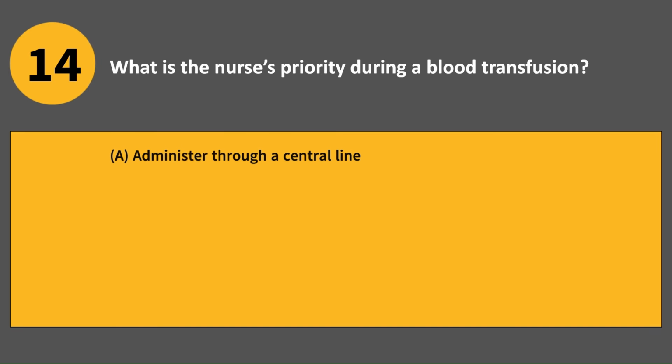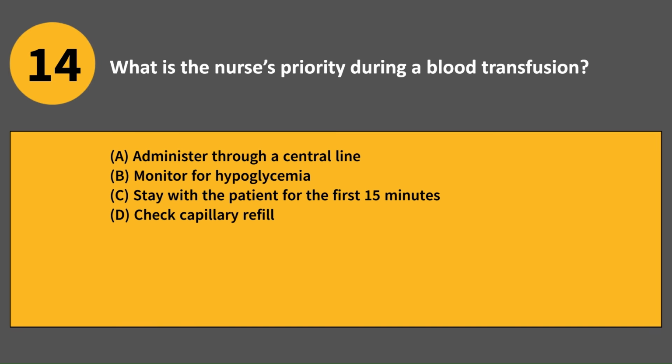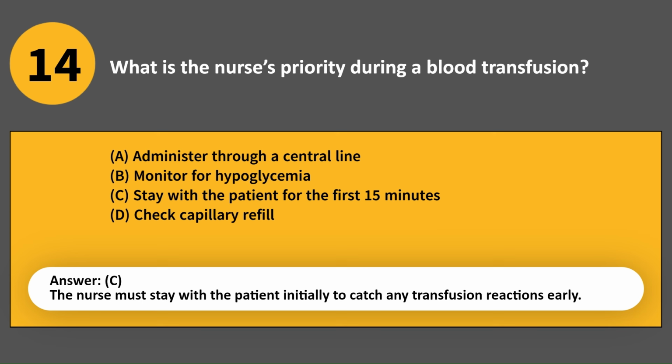What is the nurse's priority during a blood transfusion? A. Administer through a central line. B. Monitor for hypoglycemia. C. Stay with the patient for the first 15 minutes. D. Check capillary refill. Answer: C. The nurse must stay with the patient initially to catch any transfusion reactions early.